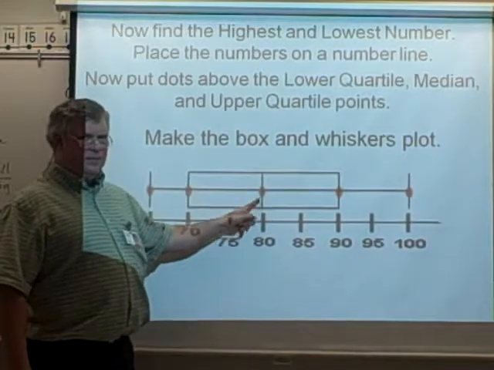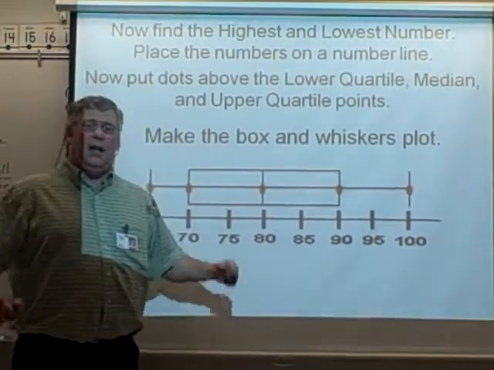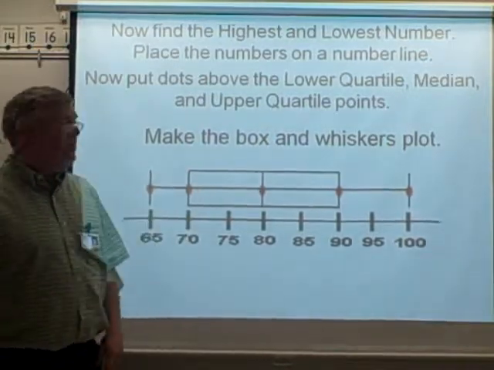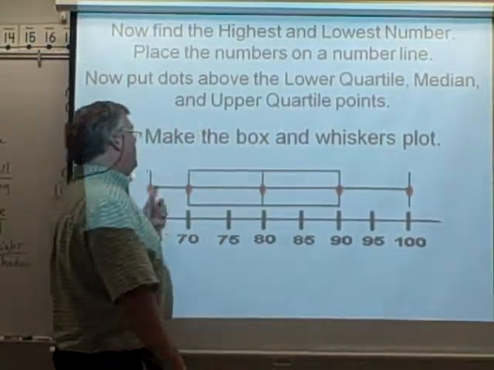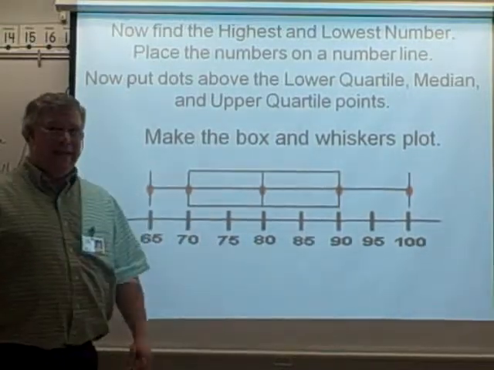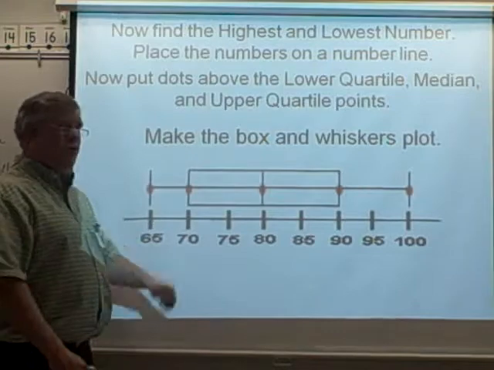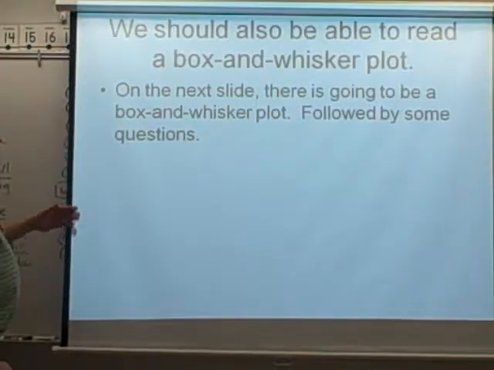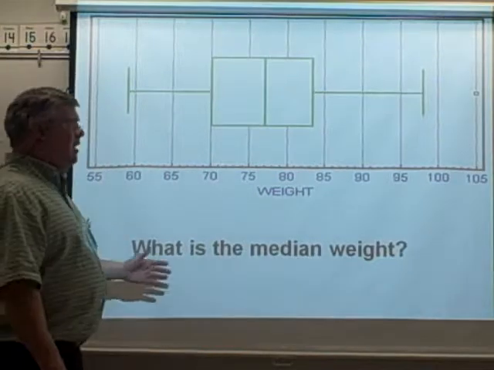You must have this line for the median. A lot of people, when they draw box and whisker plots, forget about the line in the middle. They remember to do a box here, they remember to do the whiskers, but they forget about that line in the middle. The line in the middle is the median. It's a very important number. It's part of what you look at a box and whisker plot for. All right. We should be able to answer questions based on a box and whisker plot.